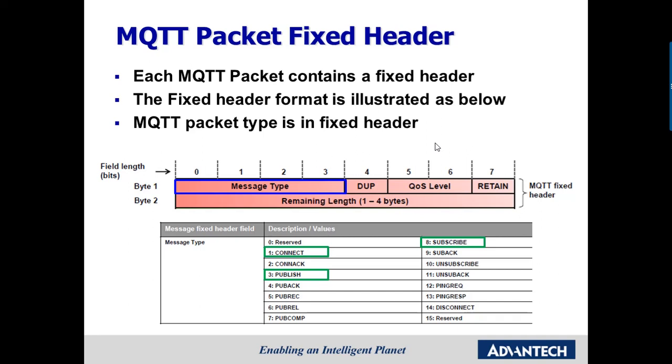Let's take a look at the fixed header in the MQTT packet. The fixed header is really important since it defines all the MQTT packet types in the header. As the picture below shows, there are a total of 16 MQTT message types. Here we will only introduce 3 important MQTT packets in this training module, which are connect, publish, and subscribe.